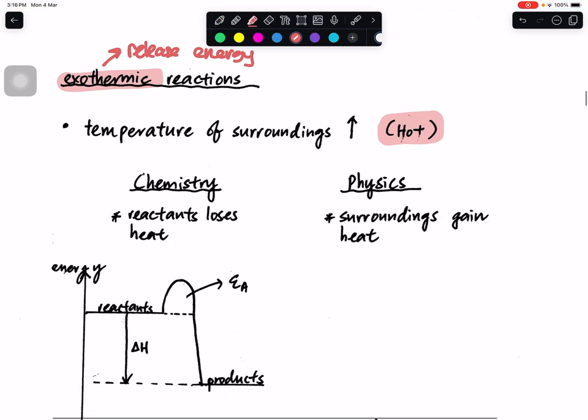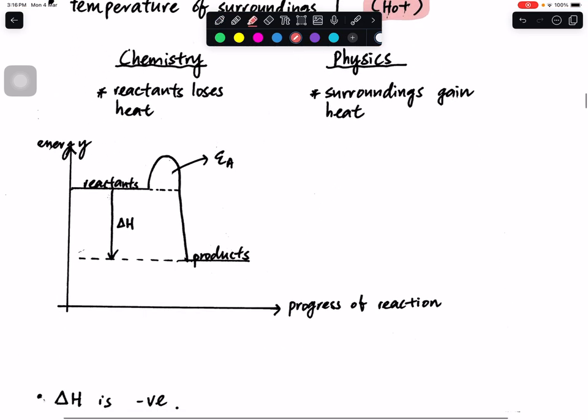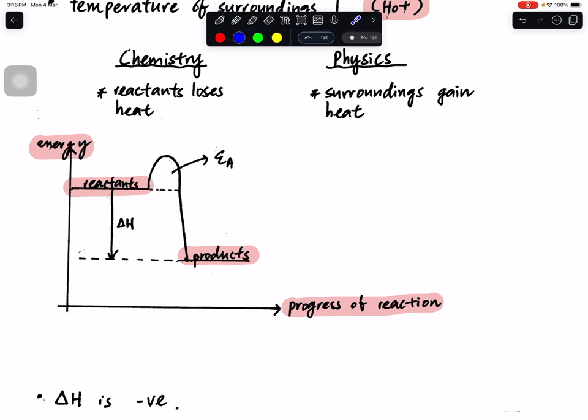If you were to release energy to your surroundings, you'll realize that your reactants' energy level and your products' energy level will be a little bit different. If you focus on the axis here, this is your energy axis, and this is your time axis. Because you have given out heat, it makes sense that your reactants' energy level will fall, and then your products' energy level will be lower.